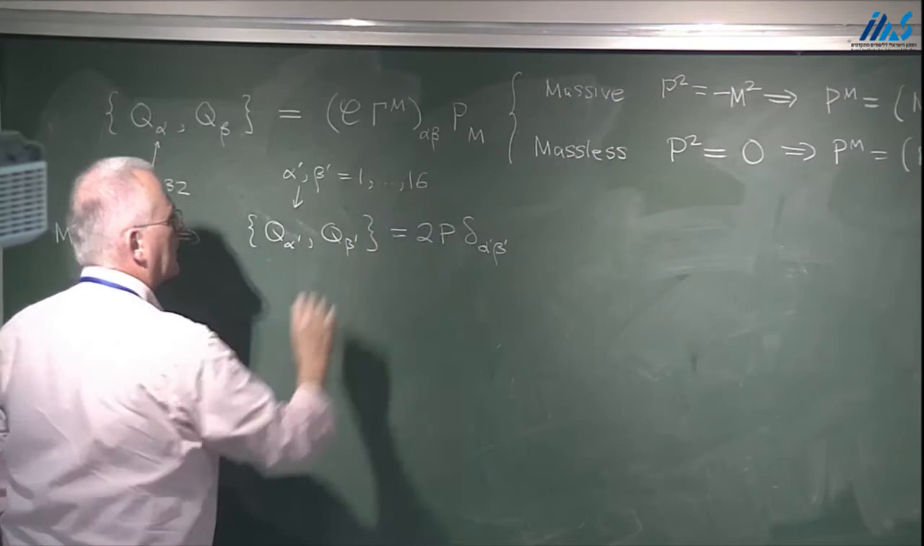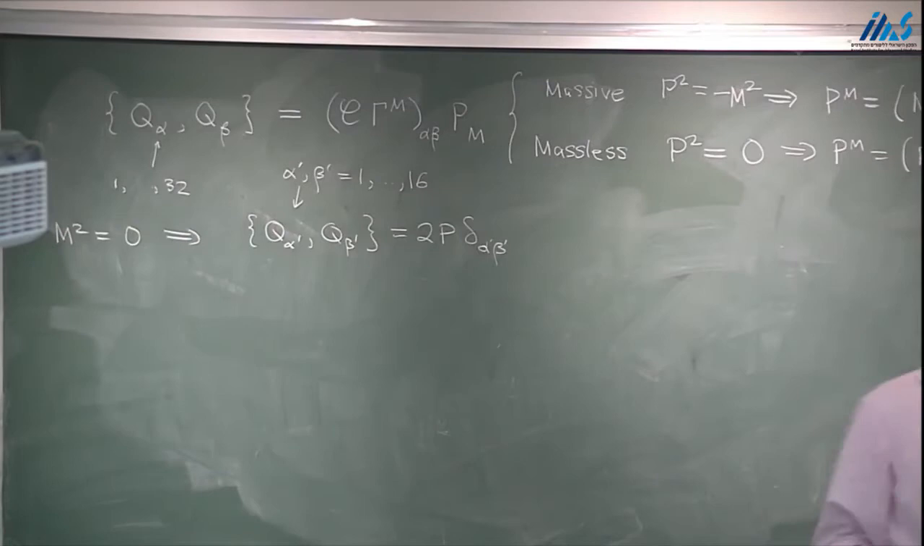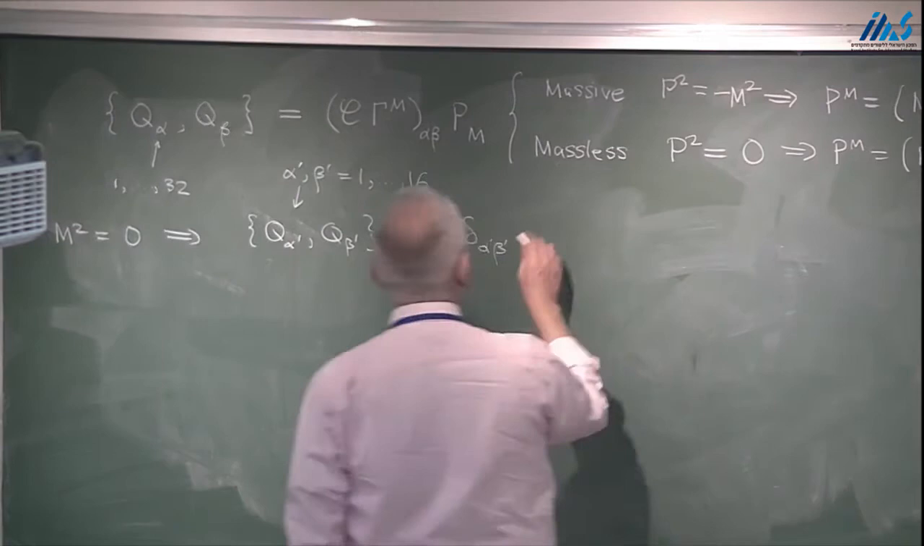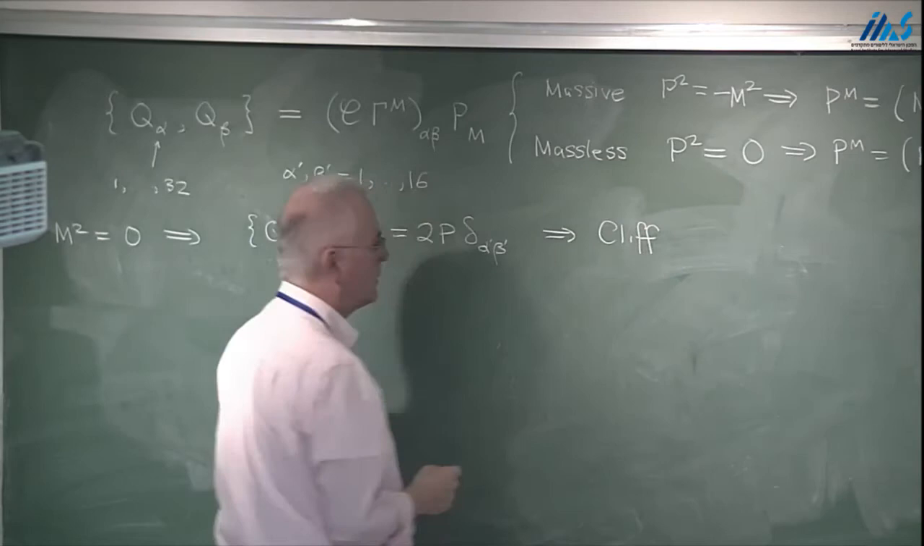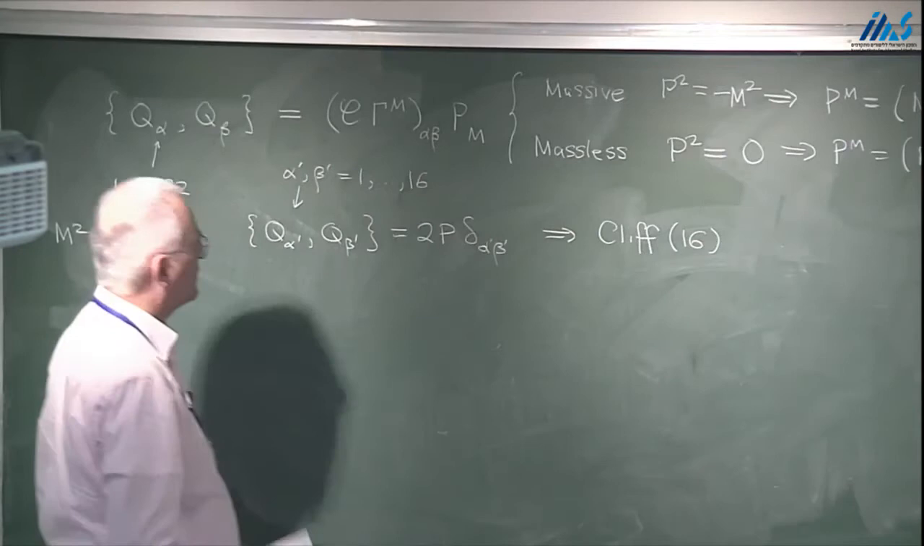So this is now the representation theory of the superalgebra, the representation theory of this algebra. And you can easily recognize what this is. This is just the Clifford algebra, choosing appropriate normalizations. This is just the Clifford algebra over 16 generators, and because it's delta alpha beta, it's a Euclidean Clifford algebra.